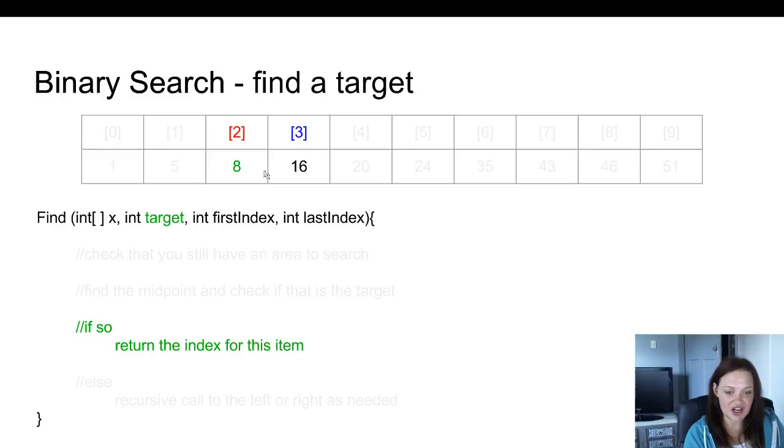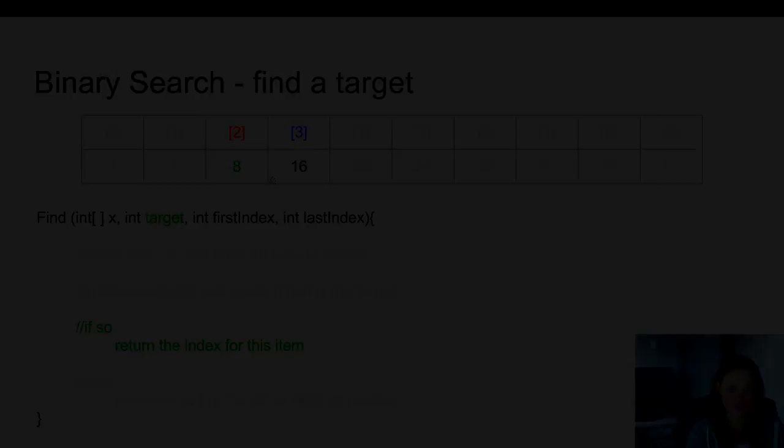We check that it's a target, and it is, so now this is when we return the index and we say, yep, the guy's in there and he's at index 2.